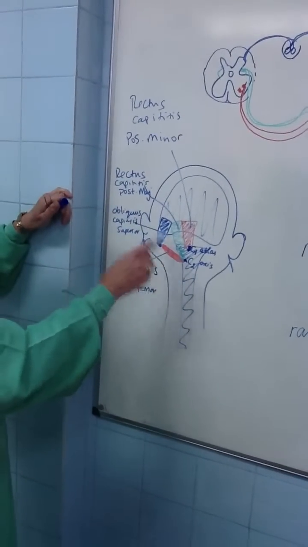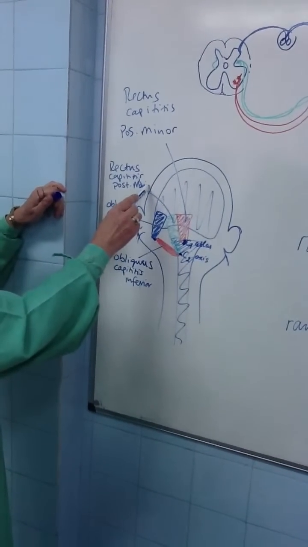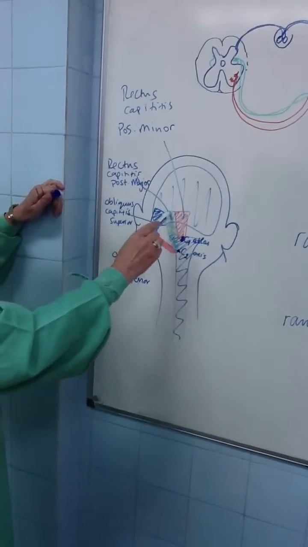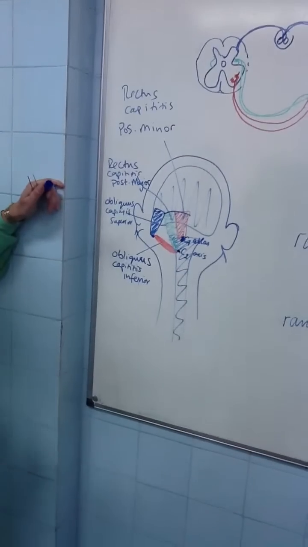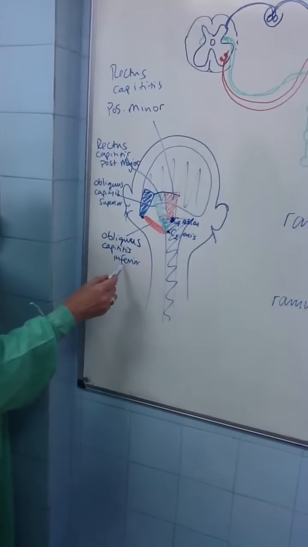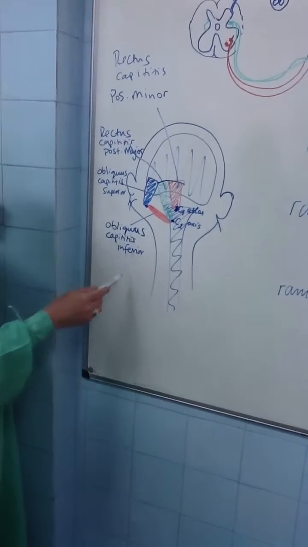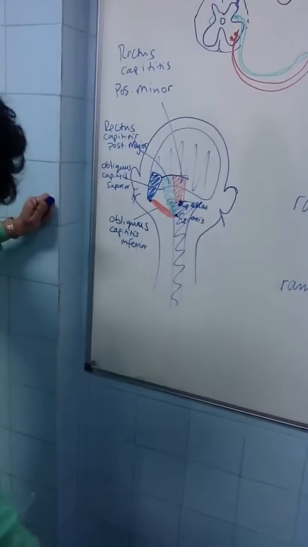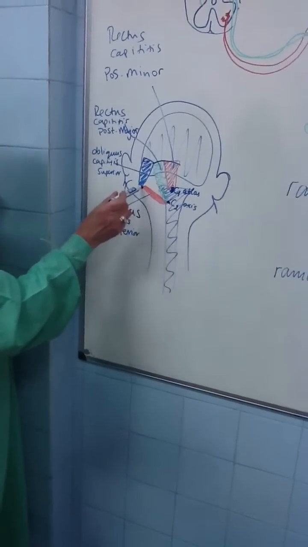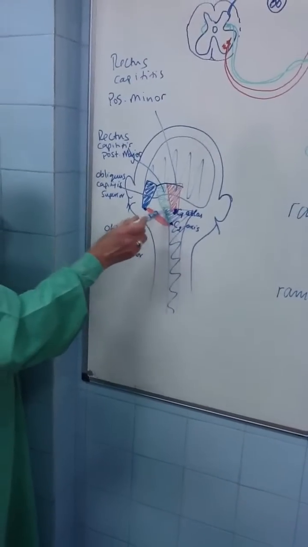Rectus capitis posterior major, from spinous processes again to the inferior nuchal line. Obliquus capitis inferior. If you prefer, look here at the names of the muscles. From spinous to transverse processes of the atlas.